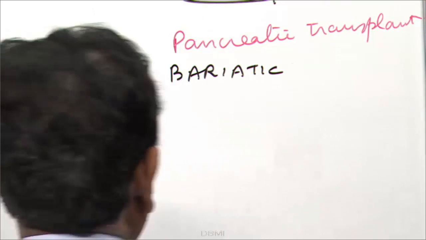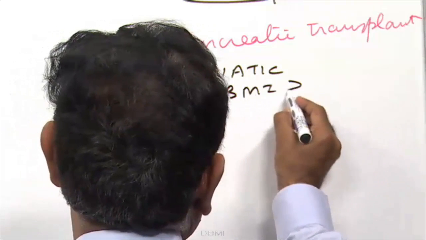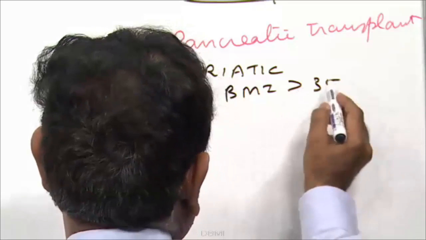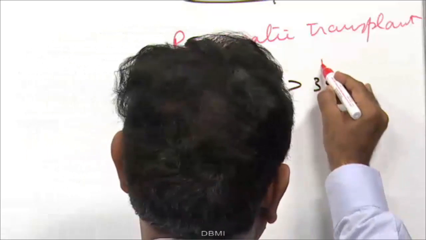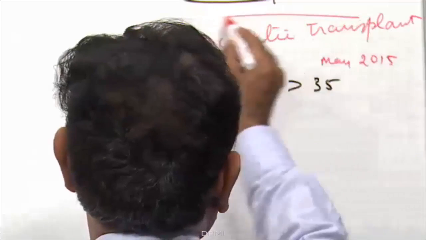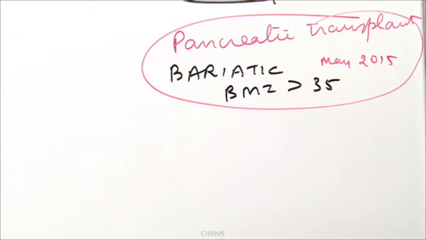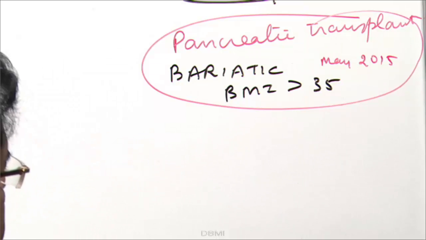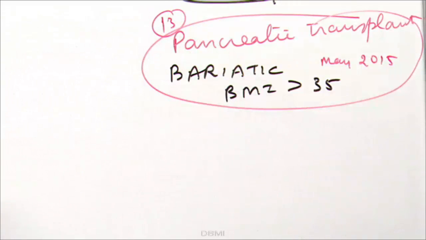Bariatric surgery is given to only those patients whose BMI is more than 35. This was the latest question in the AIIMS May 2015 exam. Bariatric surgery is done when BMI is more than 35. Okay. And of course, this is box number 13. Bariatric surgery is to reduce the stomach size.